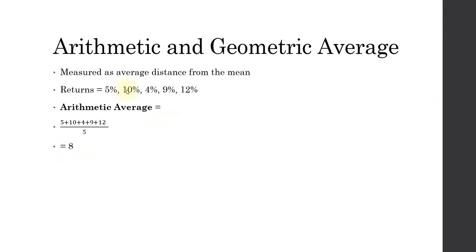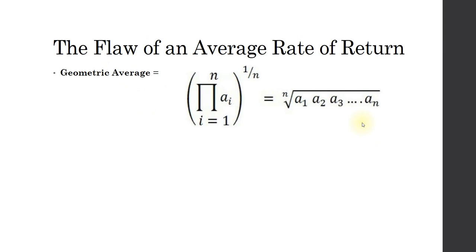Now when we start talking about returns, and we start talking about finding an average rate of return, the arithmetic average can be misleading, because what the arithmetic average does not take into consideration is the time value of money aspect of those returns. The geometric average is a little bit more complicated, but it's very easy to understand.